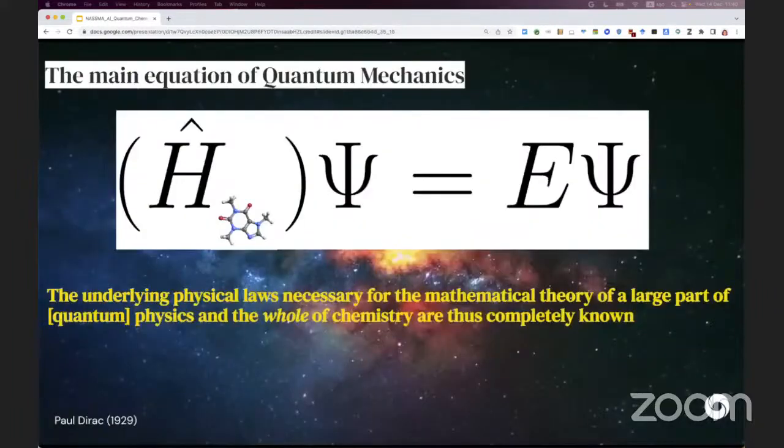So essentially, the main equation in quantum mechanics, which is written down here, is the Schrödinger equation, and is the equivalent of Newton's laws, but for quantum mechanics. It was already known by 1926. And at that time, Paul Dirac, who was one of the two Nobel Prize winners for that task, said this famous quote, or at least we think it's famous. He said that the underlying physical laws that are necessary for the mathematical theory of a large part of quantum physics and the whole of chemistry are completely known, which means that by now I shouldn't have a job because everything is done.